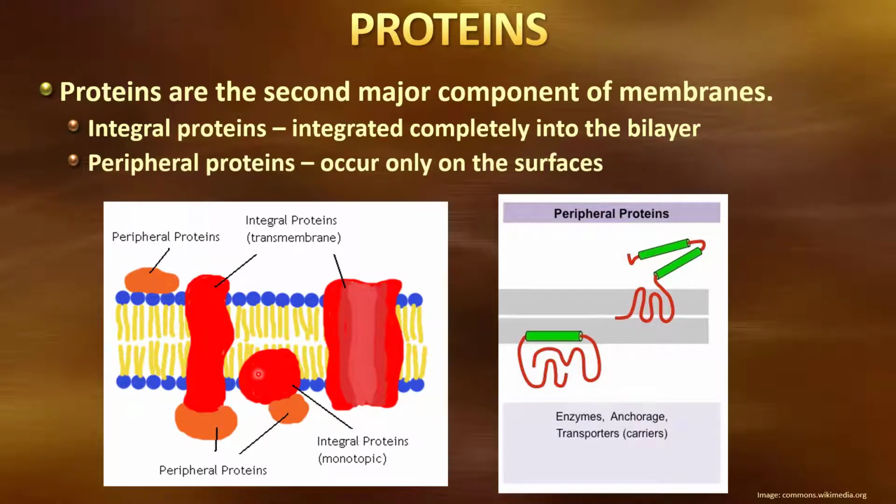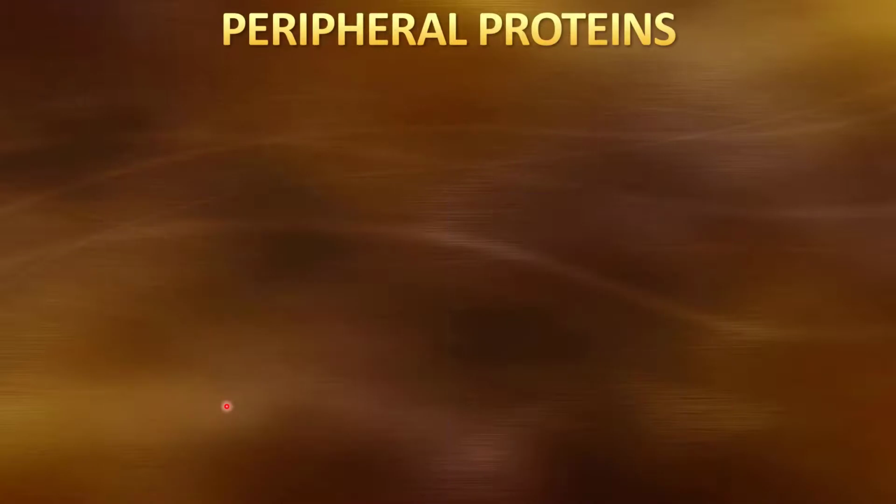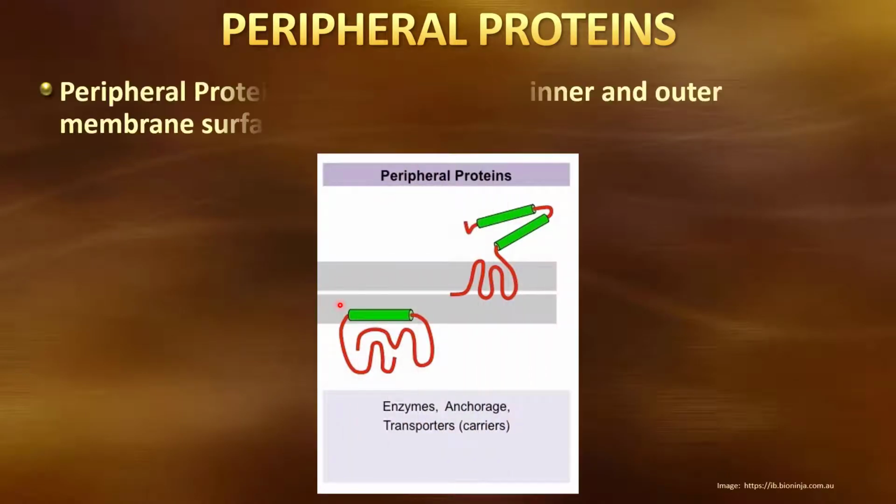We also have peripheral proteins, which are only on the surface. So you see these sitting sort of on this outside surface. So those are peripheral proteins. They might be on the bilayer, or they might be actually attached to another protein like we see here, but they're only on the surfaces. These peripheral proteins can be on both the inner or the outer membrane surfaces. They can function as enzymes or to anchor objects, or they can also be transport carriers. And we'll see functions a little bit later.